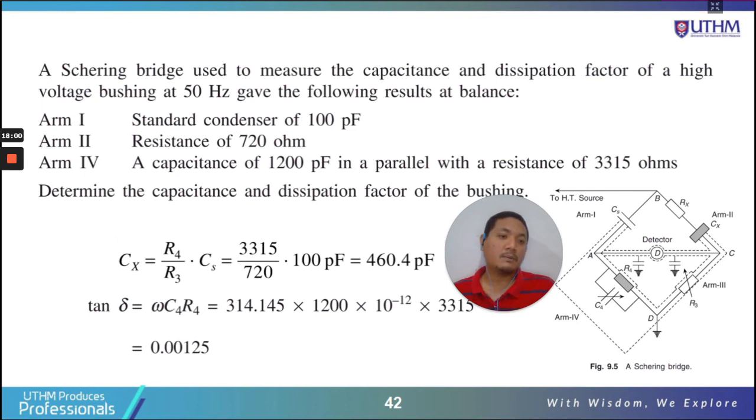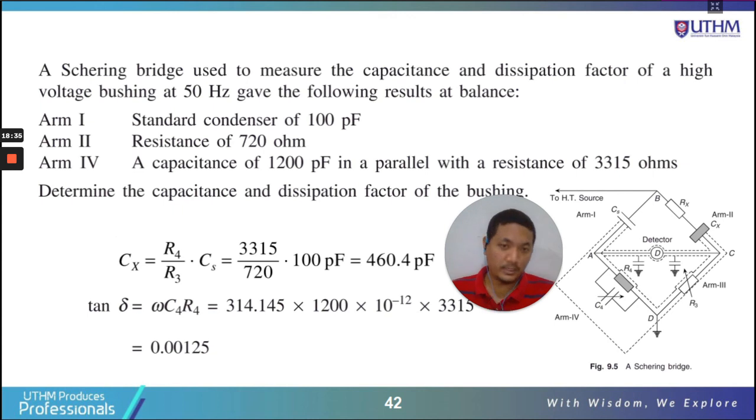And then arm number 4 here, we have capacitance C4 at 1200 picofarad in parallel with a resistance of 3315 ohms. Alright, so we have these values for arm number 1, arm number 3, arm number 4. Determine the capacitance and dissipation factor of the bushing. So arm number 2 is basically the insulation of the bushing.